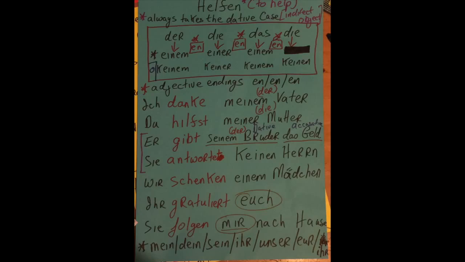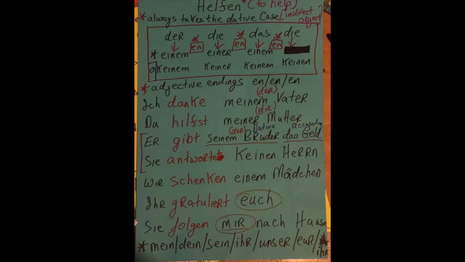So what are you giving? What's the direct object? What is being given? The flowers. To whom is receiving the flowers? A girl. So "Mädchen," C-H-E-N, all nouns ending in C-H-E-N are "das" words. So look up at our table, "das" goes to "einem." The final two then is "Ihr gratuliert euch."